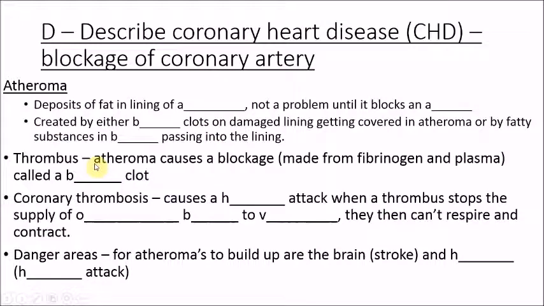A thrombus is where an atheroma causes a blockage. It's made from fibrinogen and plasma, and it's called a blood clot. Coronary thrombosis causes a heart attack when a thrombosis stops the supply of oxygenated blood to the ventricles. Therefore, they can't respire and they can't contract, and then that leads to the heart attack.